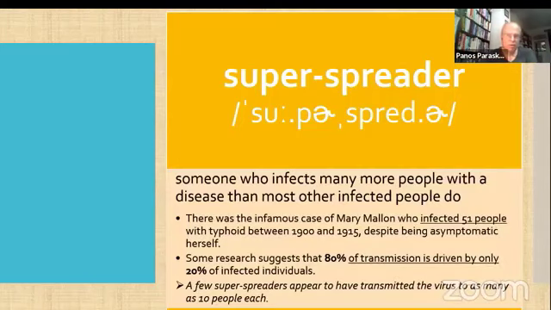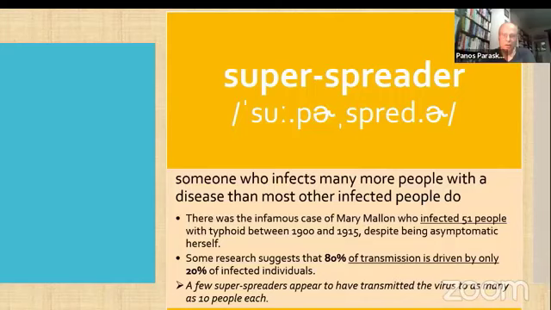Then we have something that might be connected to it, but it doesn't mean that patient zero is always a super spreader. It might not. So a super spreader, okay, this compound word from super and spreader. It's someone who infects many more people with the disease than most other infected people do.